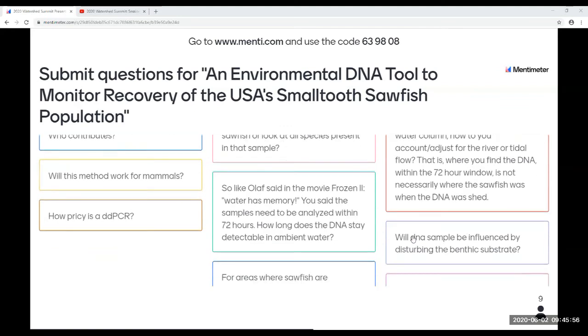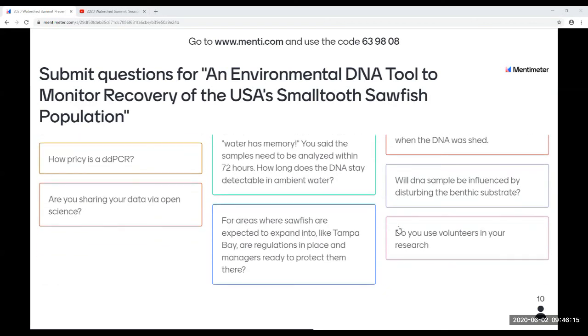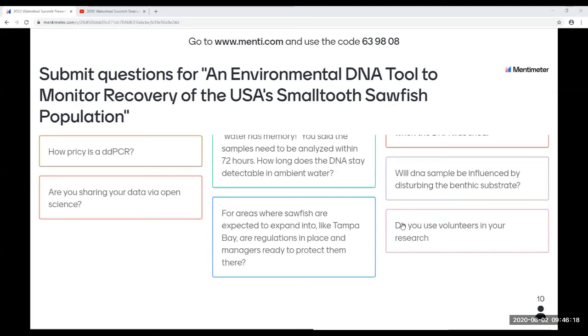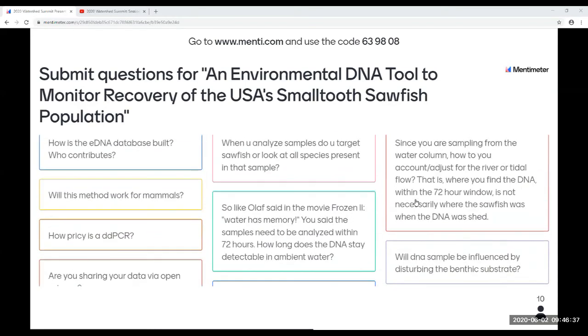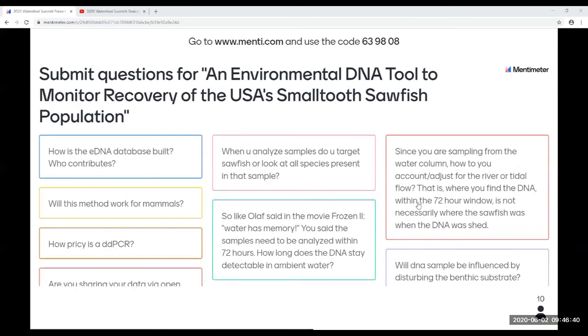Okay, so next question. Like Olaf said in the movie Frozen 2, water has memory. You said the samples need to be analyzed within 72 hours. How long does the DNA stay detectable in ambient water? Literature suggests that in Florida conditions, because of heat and other factors, the longest time period would be up to 72 hours. So you always want to do it as quickly as possible, just so you don't have any chance of losing that DNA or degrading. The next question I see is, how pricey is a ddPCR? From my understanding, it's definitely very pricey.